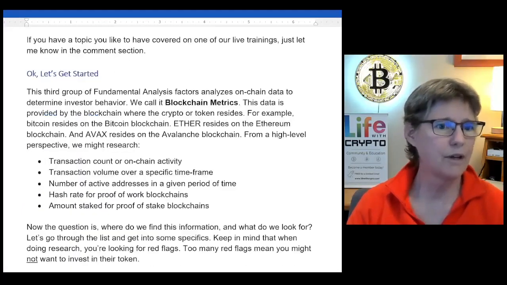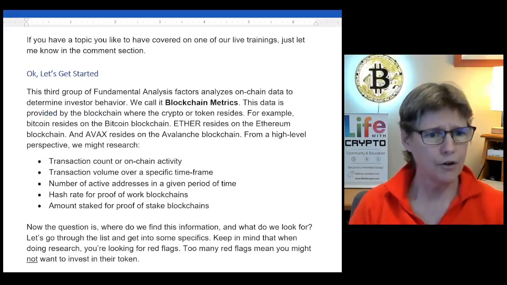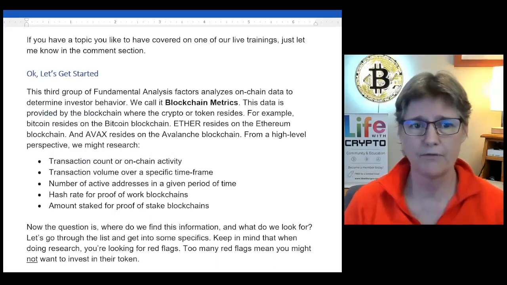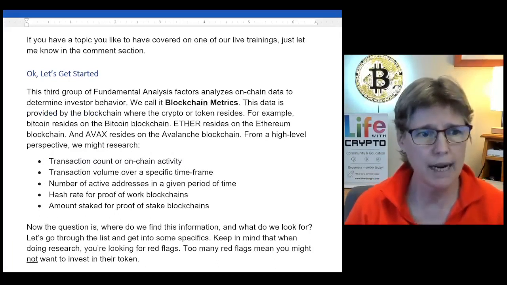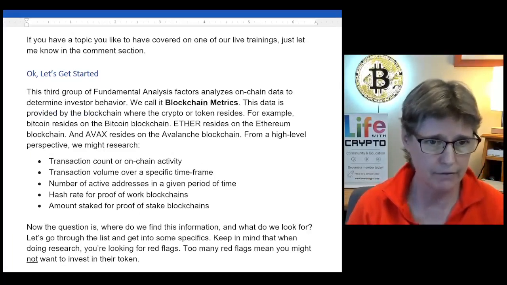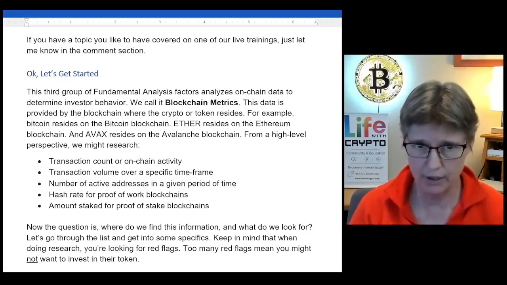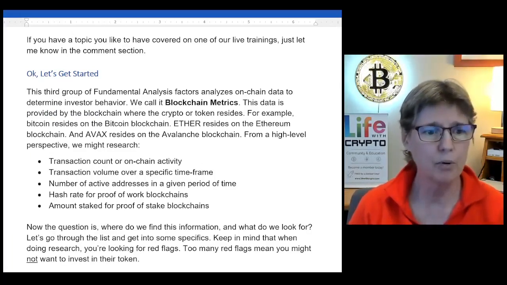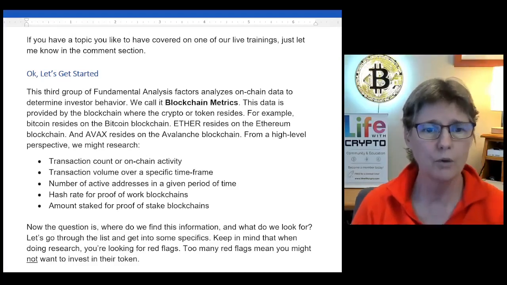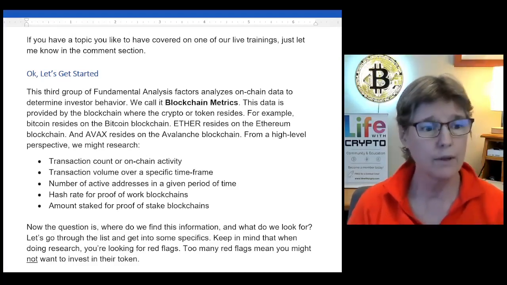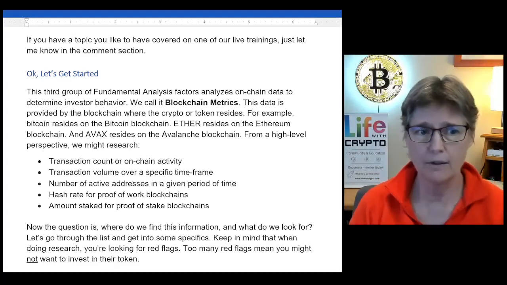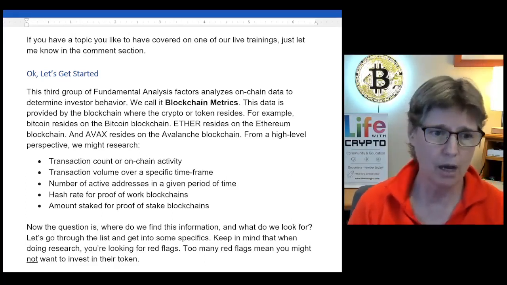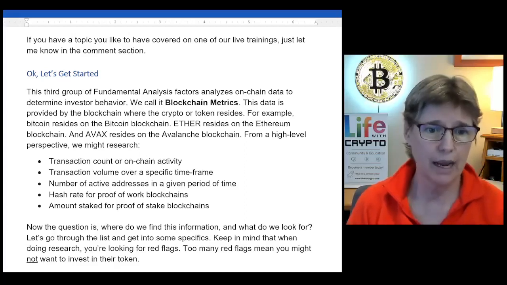Okay, let's get started today. This third group of fundamental analysis factors analyzes on-chain data to determine investor behavior. We call it blockchain metrics. This data is provided by the blockchain where the crypto or token resides. For example, Bitcoin resides on the Bitcoin blockchain, Ether resides on the Ethereum blockchain, AVAX resides on the Avalanche blockchain.